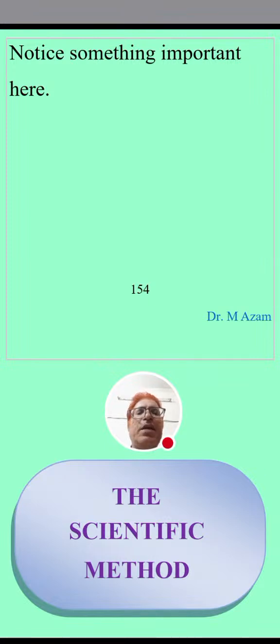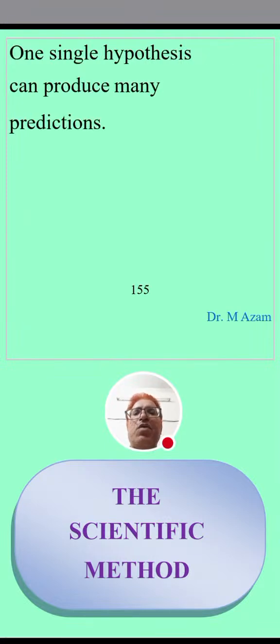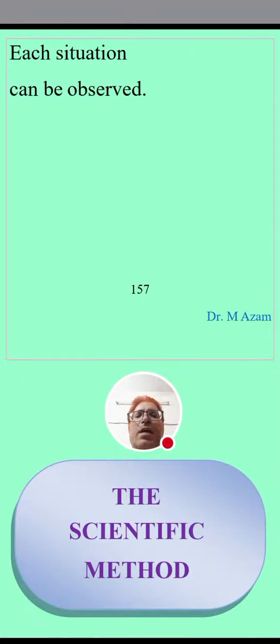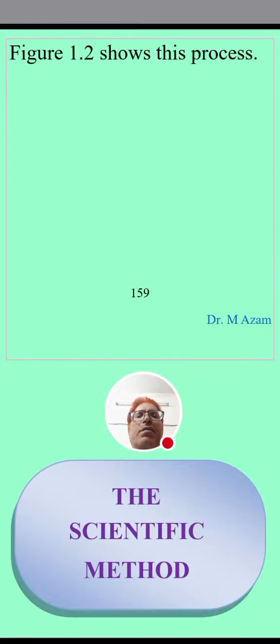So notice something important here. One single hypothesis can produce many predictions. Each prediction is about a specific situation. Each situation can be observed. Each situation can be measured. We can do measurement. Figure 1.2 shows this process.